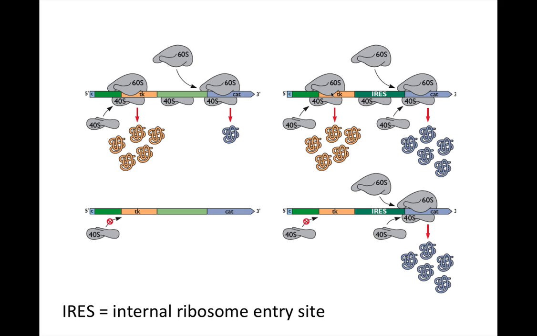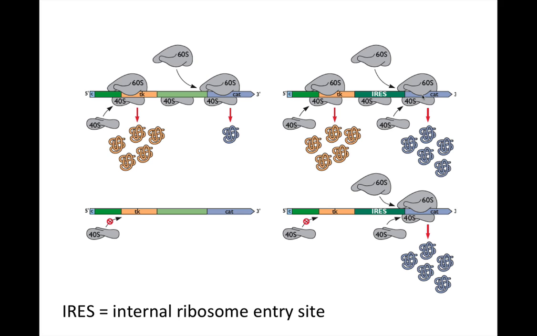If you translate the construct on the right, now you find you get a good amount of both proteins made, both the upstream and the downstream protein. And the idea is that this sequence from the poliovirus genome, which now is called the IRES, allows for internal binding of ribosomes and translation of the second open reading frame.